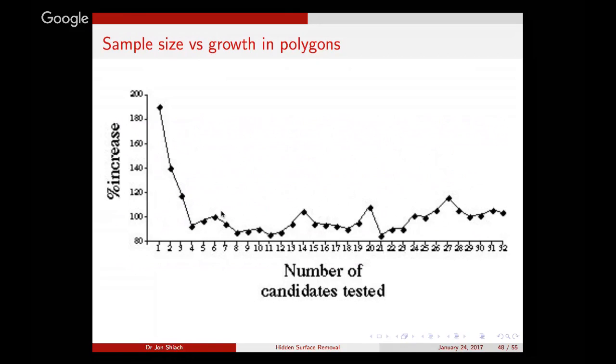So when you only pick one polygon, the number of splittings increases by about 190%. If you pick the best of two, it goes down to 140% increase. Best of three, about 118%. And as you go down here, you can choose 20 polygons. You're not actually getting a significant saving over choosing around about 5. So in practice, we take about 5.